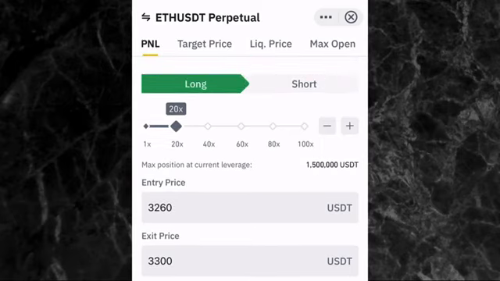So that is how you can use the calculator to calculate your profit and loss. It's also the same strategy to calculate your target price.